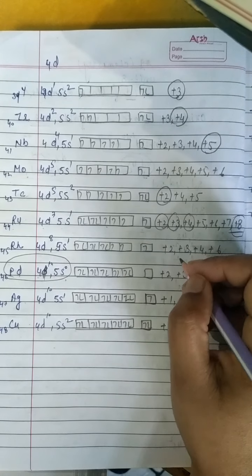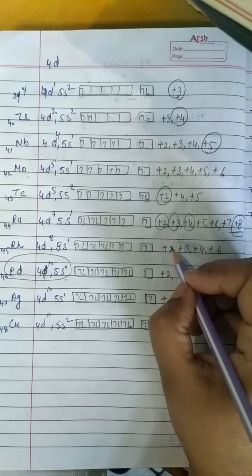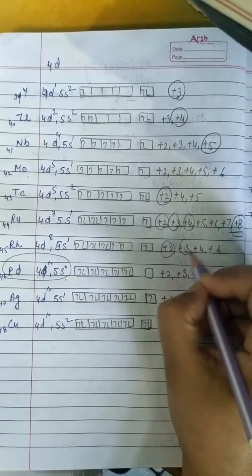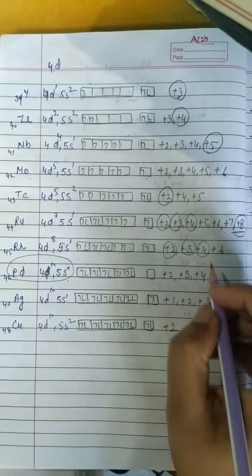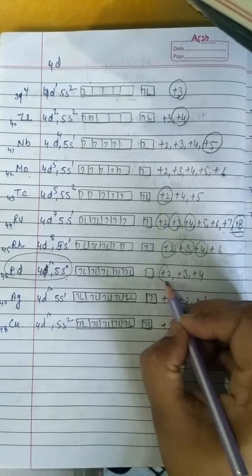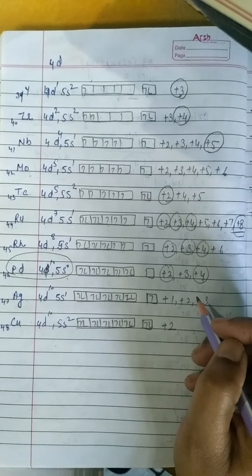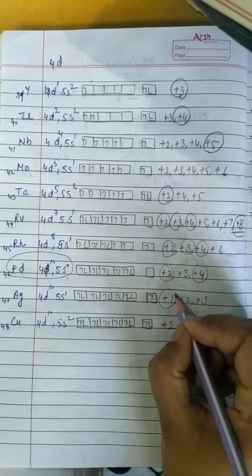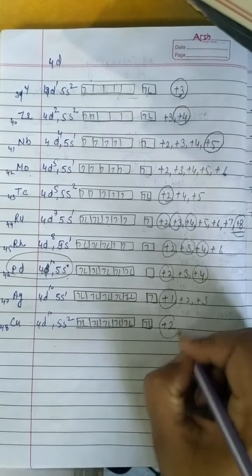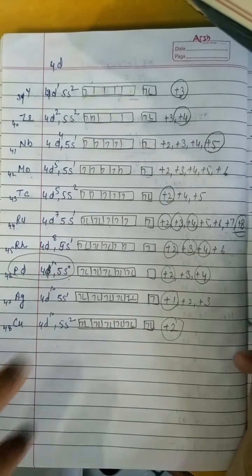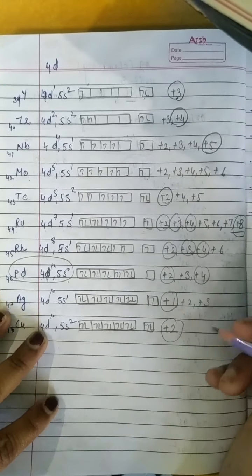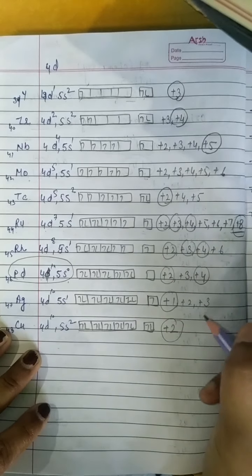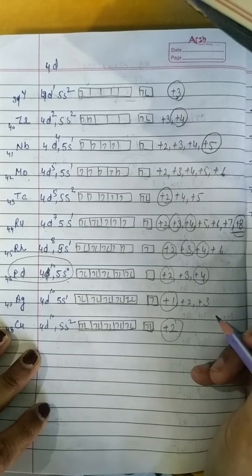And in the case of this one, that is +2, +3 and +4. In the case of platinum, that is +2 and +4. But in the case of silver, +1, and in this case +2. These are the most stable configurations. Most elements exist in these stable configurations.